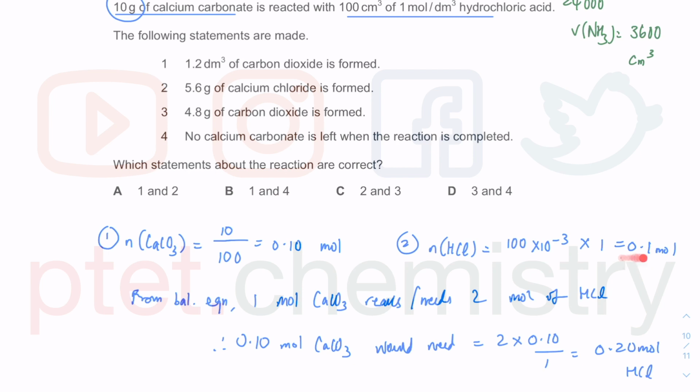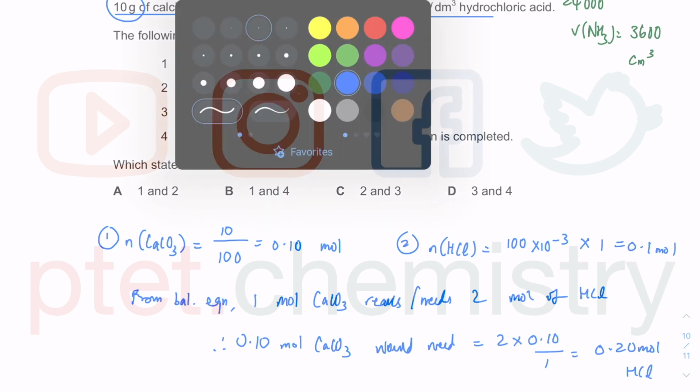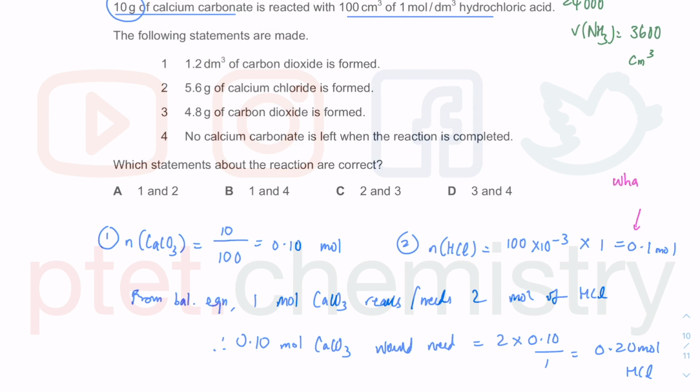But in reality, this is what you have. The bottom one is what you need. What you reacted, what you have. This is what you need. So meaning to say, the HCl is not enough to react with 0.10 mole of calcium carbonate.